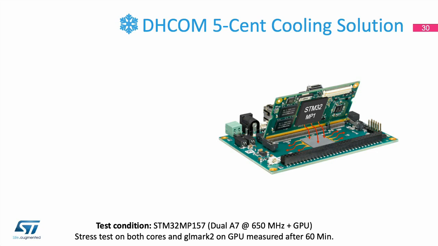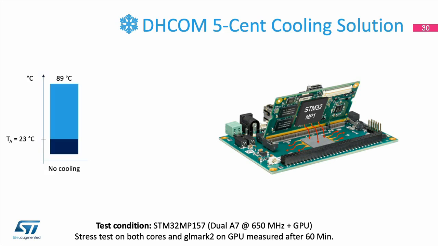Then we did the first test without gap pad between CPU and mainboard and started a benchmark test on both cores and an additional GPU benchmark test. With those conditions, the CPU gets 89 degrees hot. This is completely without cooling. Then we add the gap pad between CPU and mainboard and reduce the heat to 74 degrees.